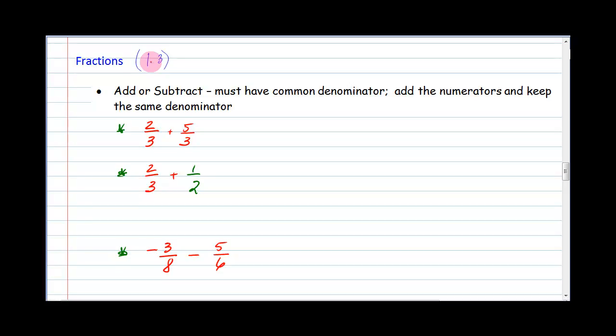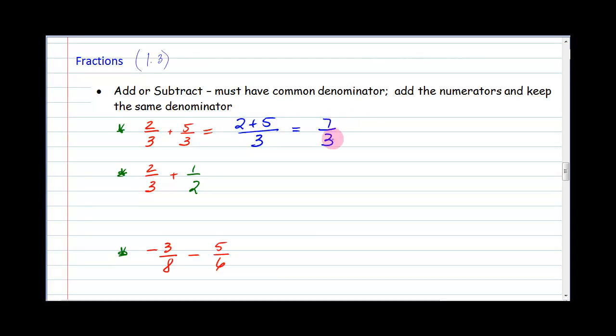So the one thing we need to remember whenever we're adding or subtracting fractions, we have to have a common denominator. So for example, 2/3 plus 5/3. If I added these two fractions, then I would get 2 plus 5 over 3, which is equal to 7/3. The idea behind adding and subtracting fractions is we have to have a same denominator so that I can just add the numerator, 2 plus 5.